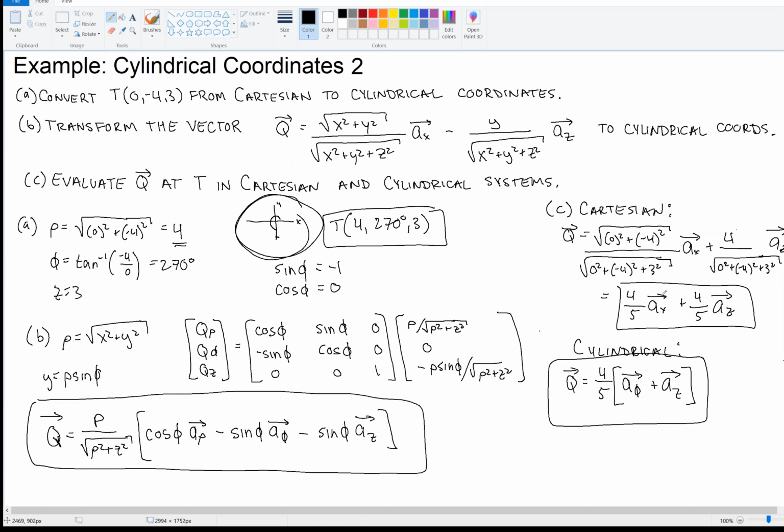So which one is correct, right? We've got it in Cartesian, we've got it in cylindrical. Well, first of all, they look very similar, but they're both the same thing. They're both telling you the same field. It's just that one's expressed with x, y, and z, and one's expressed with rho, phi, and z.